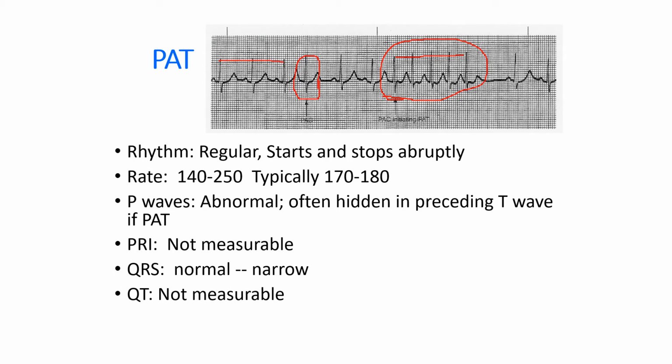Your P waves will look abnormal in your PSVT, and oftentimes are hidden within the T's, or you can't see at all whether it's coming from the sinus node or where it's coming from. So you can't measure the PRI within the PAT. Your QRSs will be normal because it is coming from the atrium and going down the bundles of His at the same time. Your QT is very hard. You really can't measure it because it's going too fast, so you can't tell where the T's are ending or when they're on top of each other.